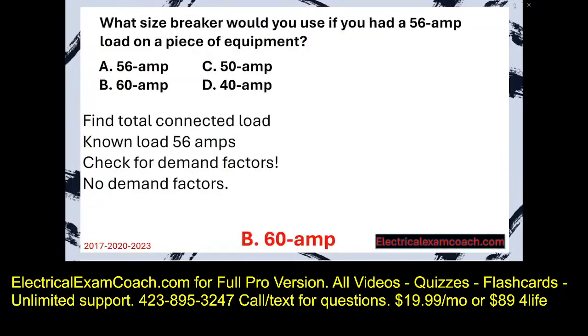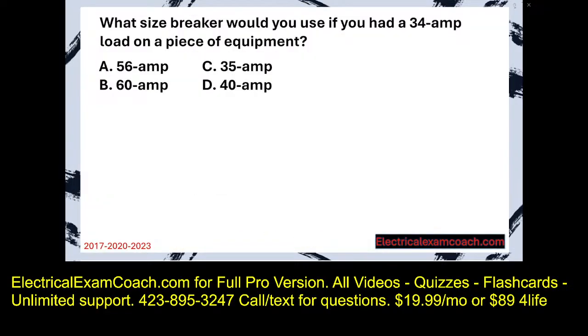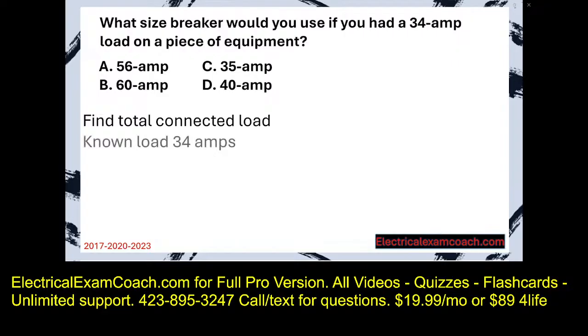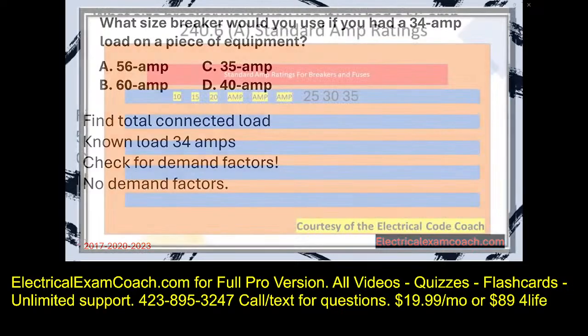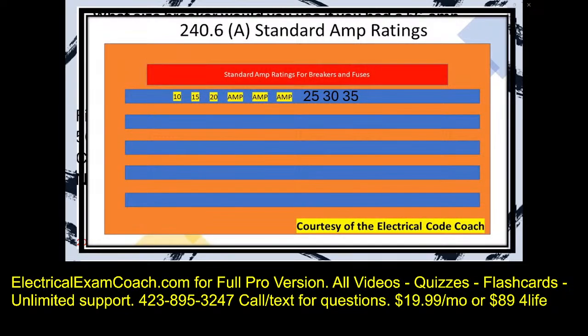Great job. What size breaker would you use if you had a 34 amp load on a piece of equipment? Step 1, find the total connected load. The known load as of right now is 34 amps, but we gotta check for demand factors. There are no continuous loads, and there are also no specific pieces of equipment, so therefore there are no demand factors. We're gonna head to our table 240.6a, and we're gonna choose the next size up, which in this case would be a 35 amp breaker.